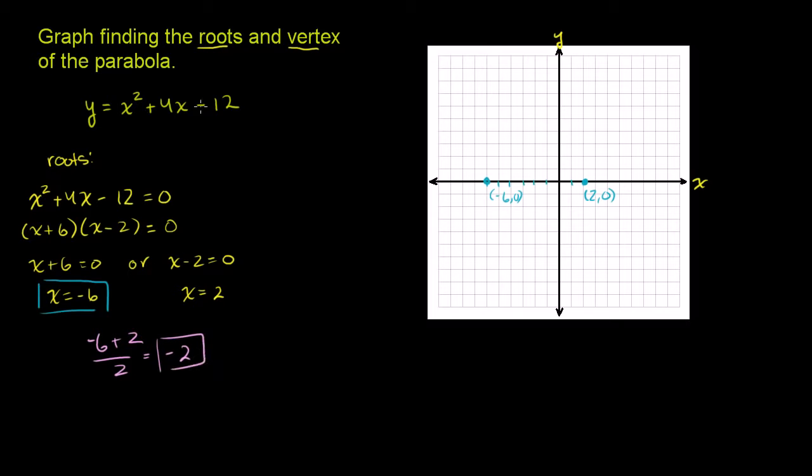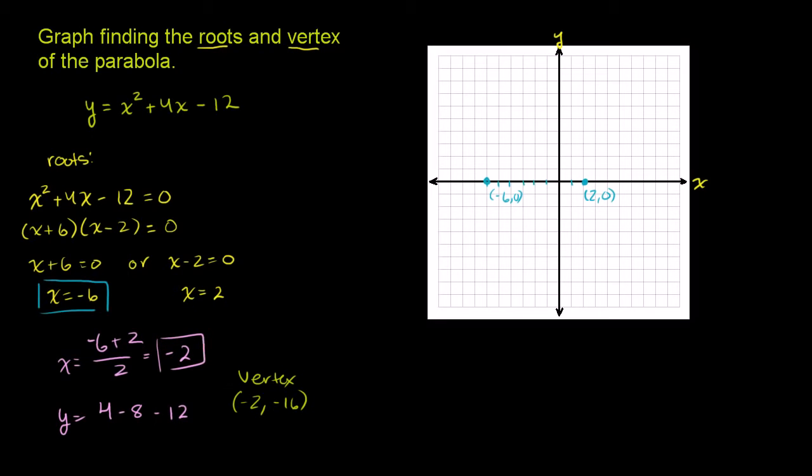And when x is equal to negative 2, what is y? So y will be equal to negative 2 squared, which is positive 4. 4 times negative 2 is negative 8. And then we have a minus 12 there. So 4 minus 8 gets us to negative 4, minus another 12 is negative 16. So the point negative 2, negative 16 is going to be our vertex.